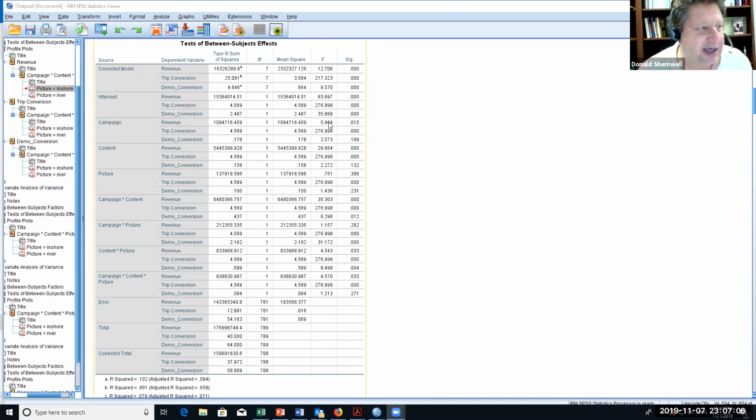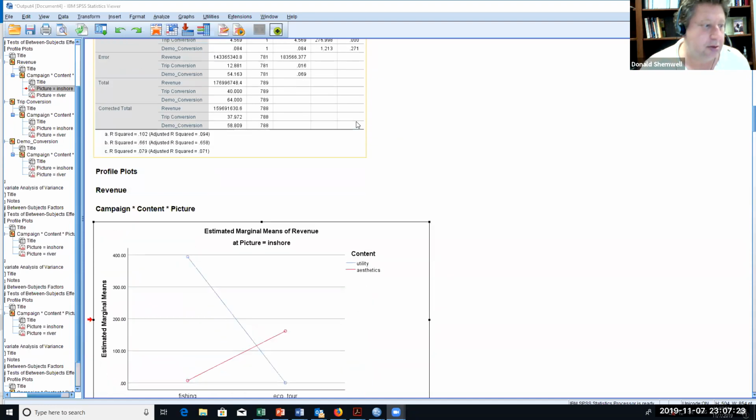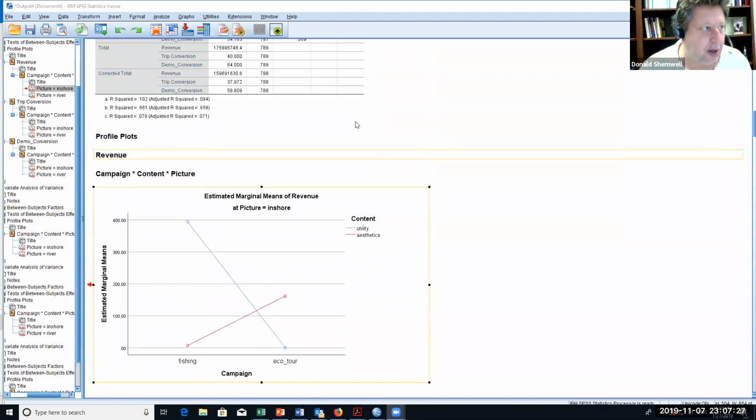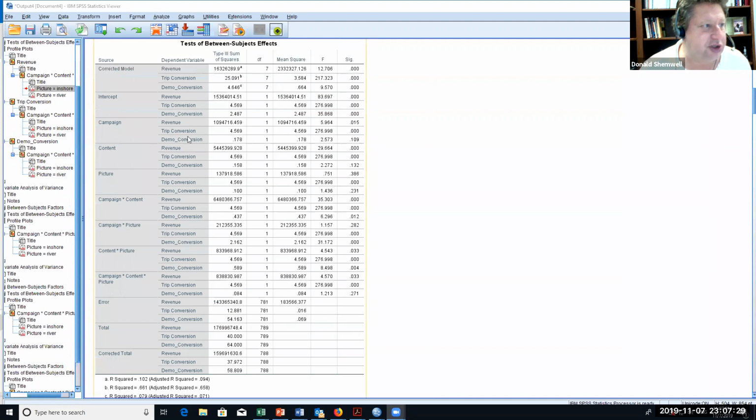These are the univariate between subject effects. If this tells you that campaign is significantly related to revenue, what that means is that one of those two types of campaigns works better than the other on average. Then you have to look at the picture. So let's take one of the ones that has a very strong relationship.